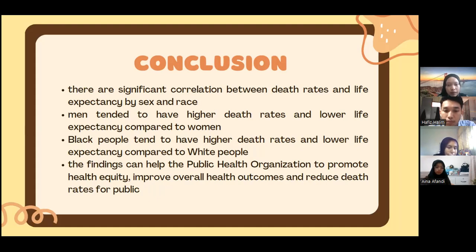We also found that black people tend to have higher death rate and lower life expectancy compared to white people because the majority of black people in the US are being discriminated against, and this makes it difficult for them to have access to healthcare. We hope that our findings can help public health organizations to promote health equality, improve overall health outcomes, and reduce the death rate for the public.